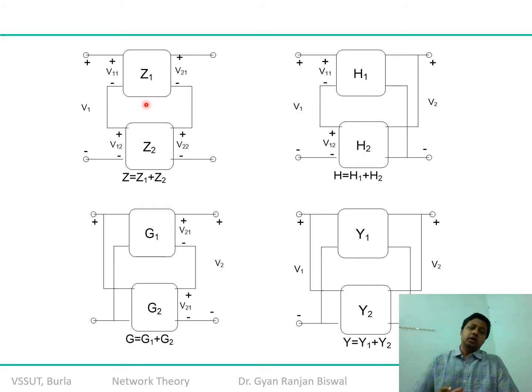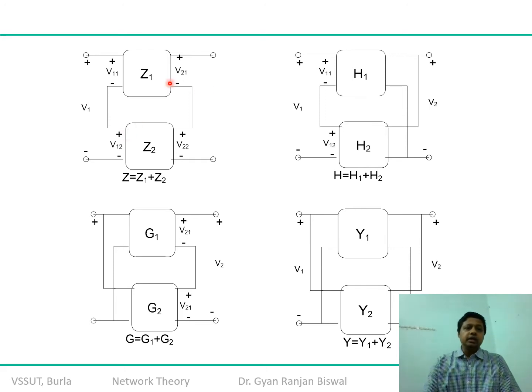For the interconnection of Z parameters, V1 is equal to Z11 I1 plus Z12 I2, and V2 is equal to Z21 I1 plus Z22 I2. You know that whenever the voltage is a dependent source, the voltages are always added in a serial manner. That's why we connect a cascade interconnection here. The same voltage V1 is available over here and over here. So it is a cascade combination.